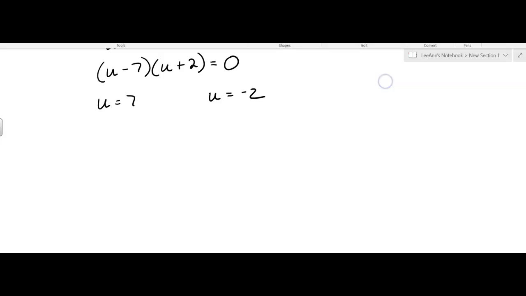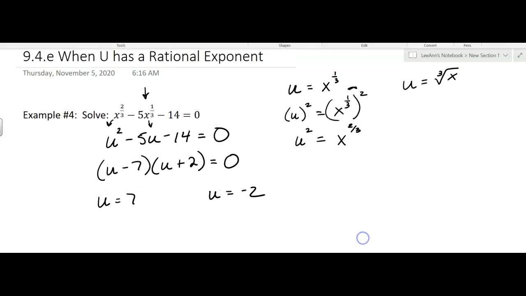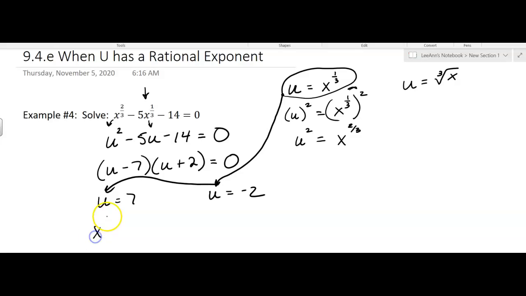Oh, I lost my substitution, didn't I? Okay, so now I've got to substitute in for the u. I'm going to use this right here, put it in for u. And so I'm going to have x to the 1/3 equals 7, and x to the 1/3 equals negative 2.